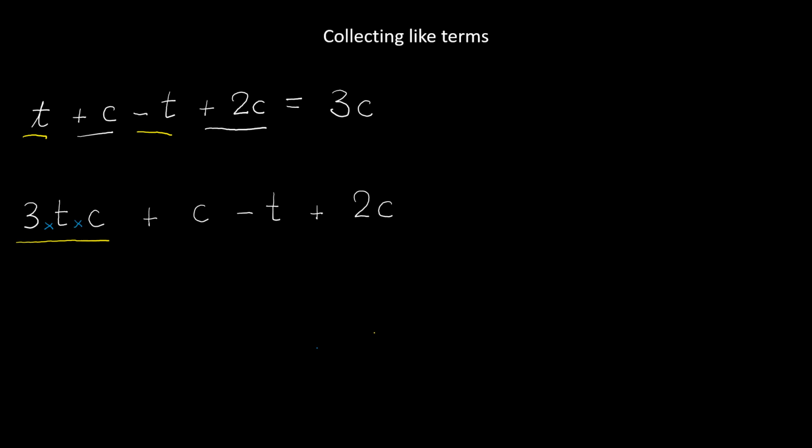And then we've got a C by itself, and then we've got a minus T, and then we've got a plus 2C. Now the really important thing here is that 3TC is 3 lots of T times C. And T times C is not like, as in like terms, C or T. It's different.